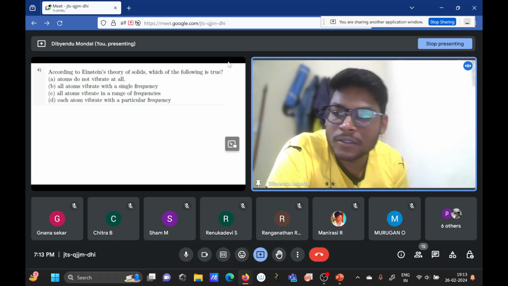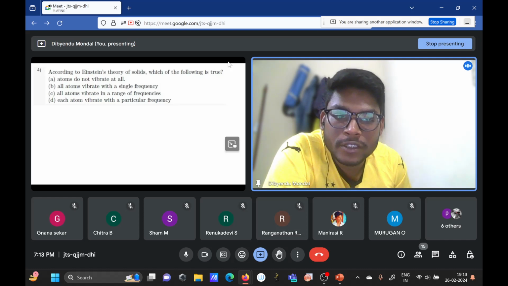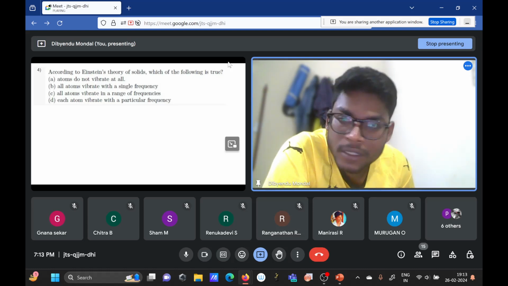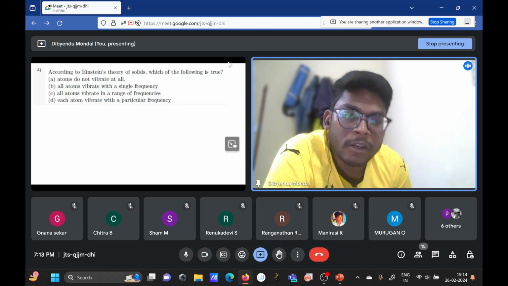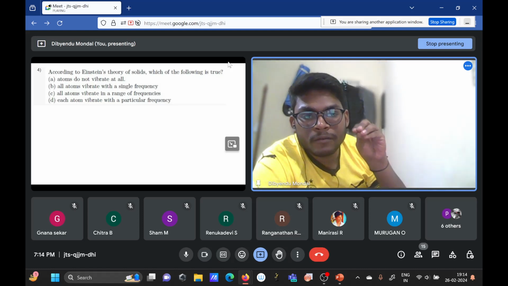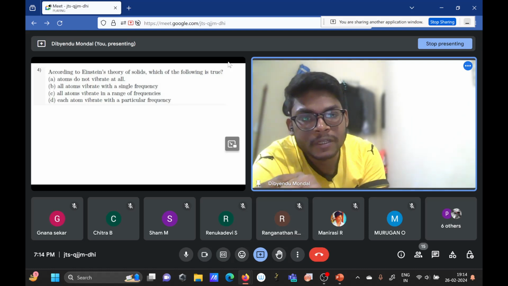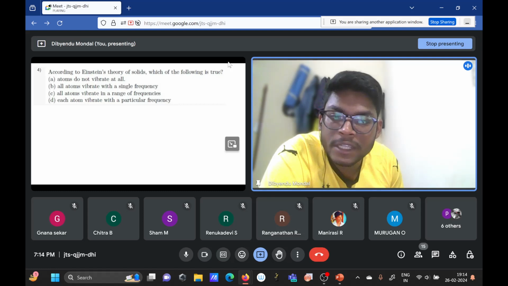My point was that each atom or molecule in the lattice points is vibrating at a single frequency. So option B is correct, but option D is saying each atom vibrates with a particular frequency, meaning the frequency associated with each single atom is specific. That is not the same for every atom, right? So that's why option D is not correct.